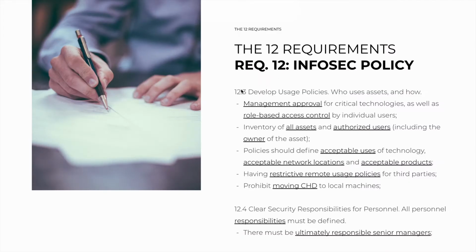Sub-requirement 12.3 is about developing usage policies. Who uses technological assets and how? First, management approval for adopting any type of critical technology, as well as having role-based access control by individual users to that technology. These are mandatory. All assets must be inventoried, as well as all authorized users per asset. And that includes, in specific, the owner of that asset.